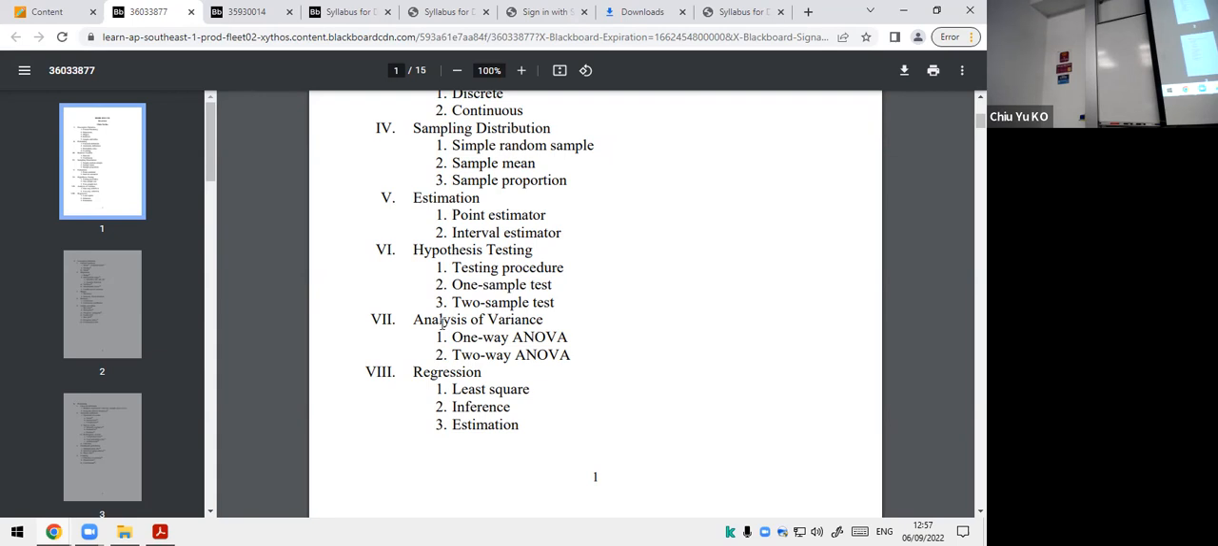The last one, regression, is even more general than ANOVA. In the math sense, ANOVA is talking about the relationship between discrete A and B and C and the outcome. But regression is not about discrete A and B and C; it's continuous.